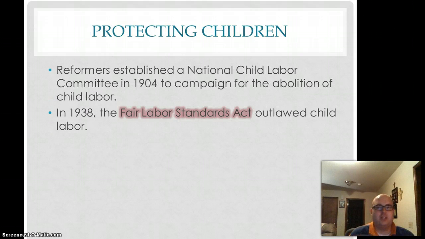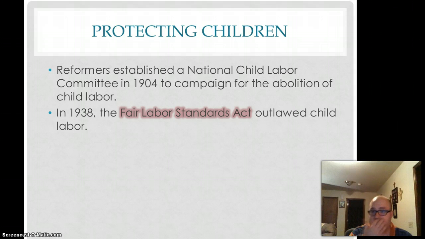Next up, protecting children. As we learned last unit, child labor was really crazy. Children worked in factories and in the coal mines in terrible conditions, but they had to work because their families needed the extra money just to make ends meet.